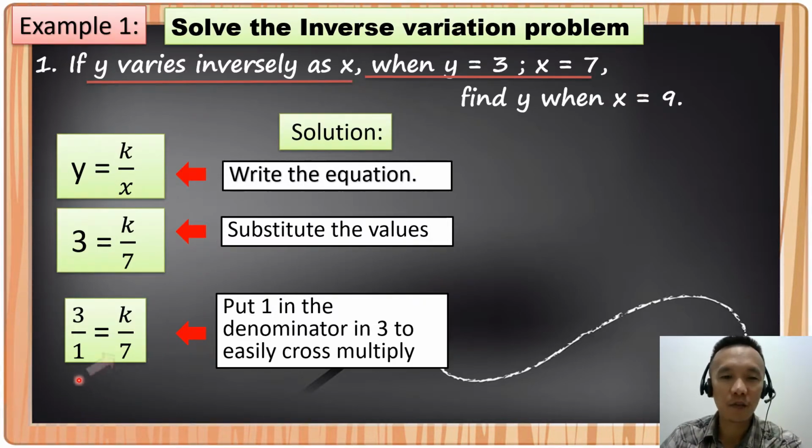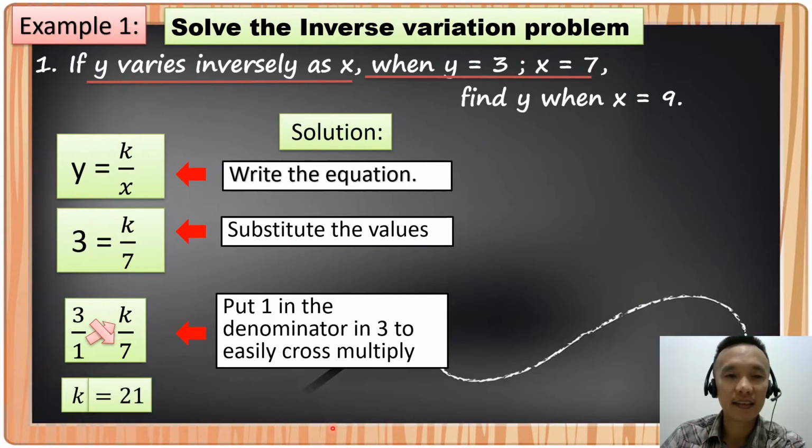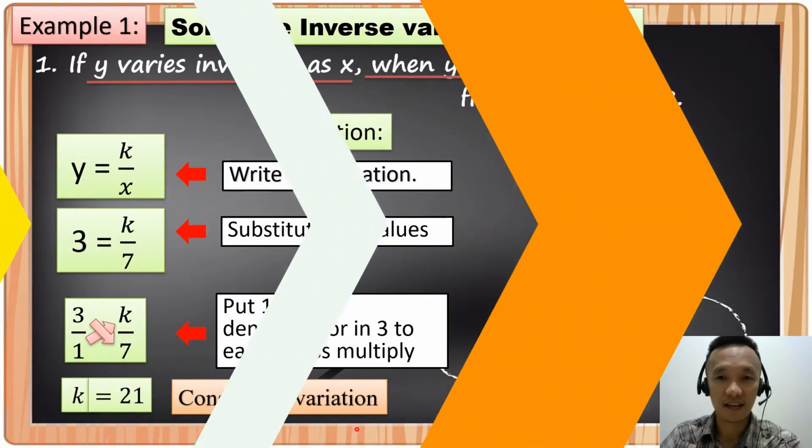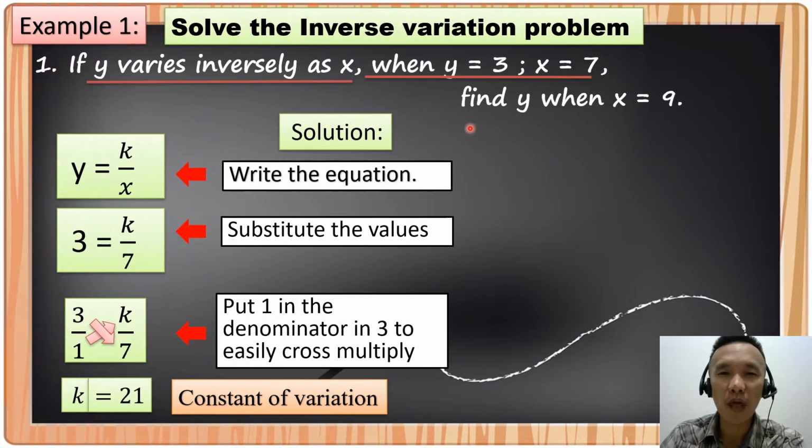So if you are going to multiply 1 times k, the answer is just k. And if you are going to multiply 7 by 3, the answer is 21. And this is now our constant of variation. Now, the second problem is we are asked what is our y when x is equal to 9.